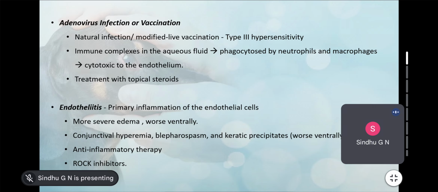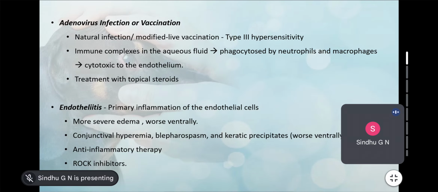Then endotheliitis is a primary inflammation of the endothelial cells. There will be severe edema, and usually it will be worse in the ventral aspect rather than the dorsal aspect. Because of the inflammatory nature of it, there will be conjunctival hyperemia, blepharospasm, and keratic precipitates, like small precipitates on the cornea. Then we can follow anti-inflammatory therapy, and ripasudil or Rho-associated kinase inhibitors can be used.